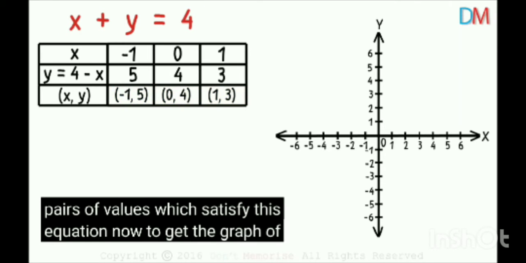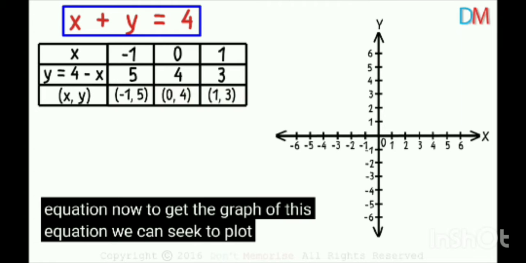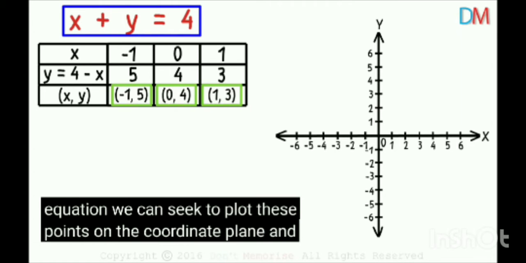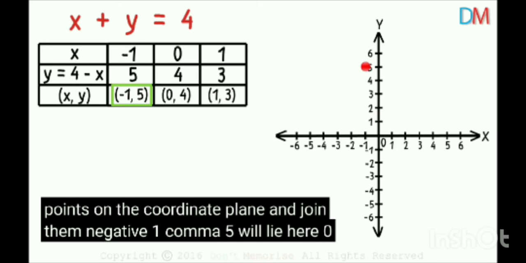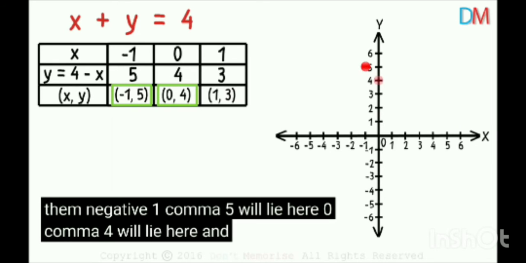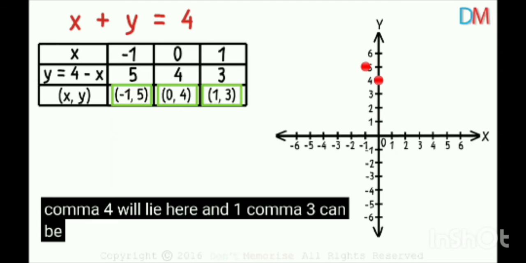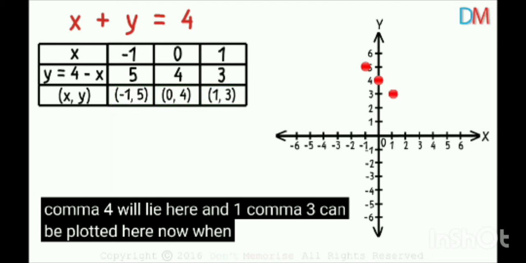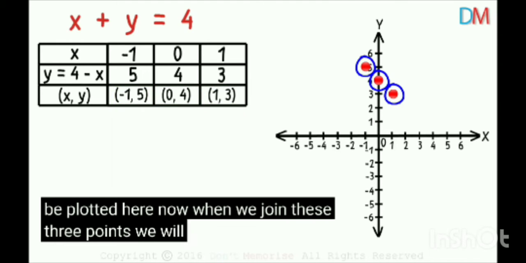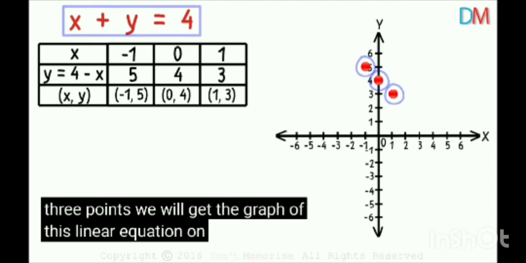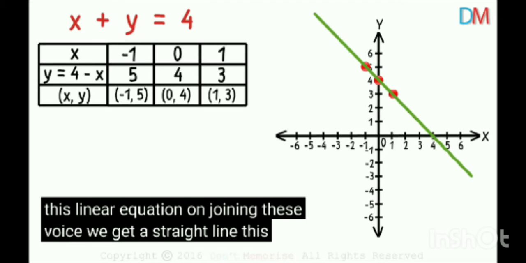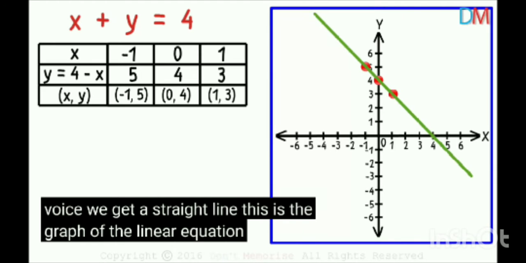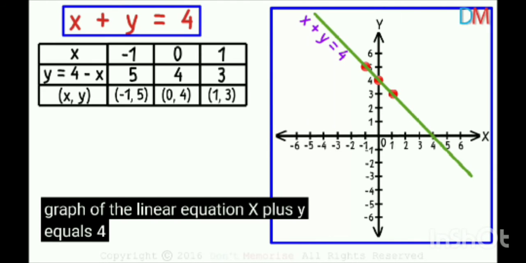Now to get the graph of this equation, we just need to plot these points on the coordinate plane and join them. -1, 5 will lie here, 0, 4 will lie here, and 1, 3 can be plotted here. Now when we join these 3 points, we will get the graph of this linear equation. On joining these points, we get a straight line. This is the graph of the linear equation x plus y equals 4.